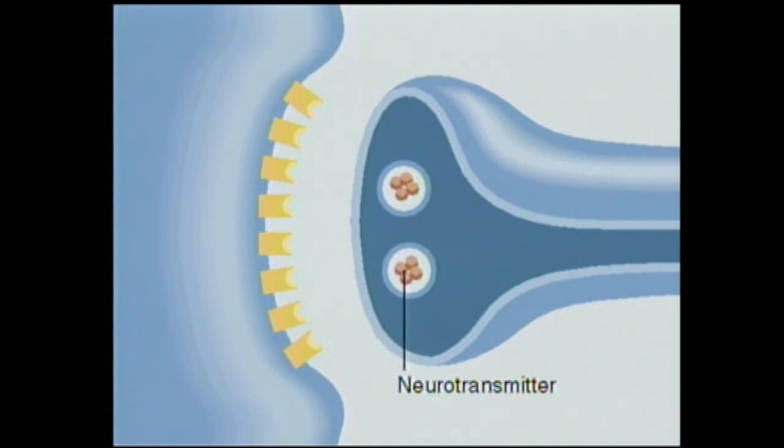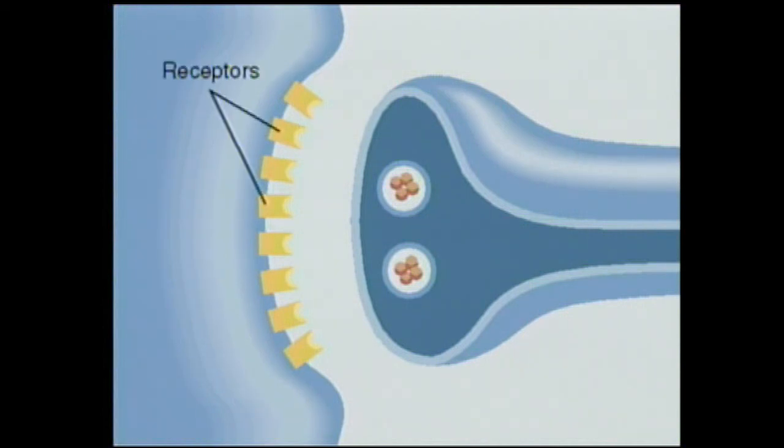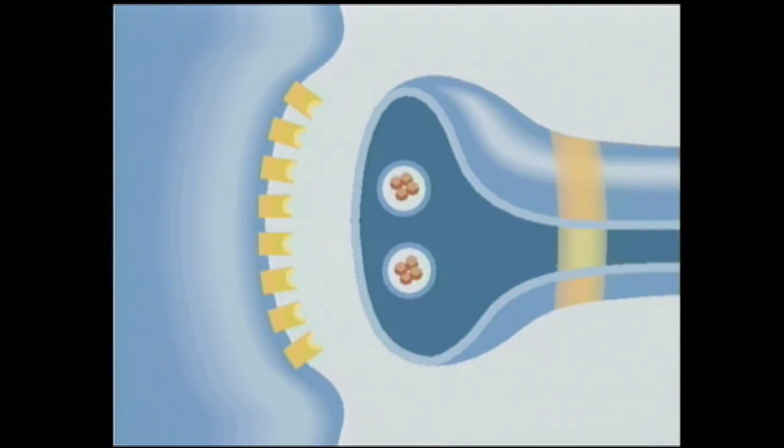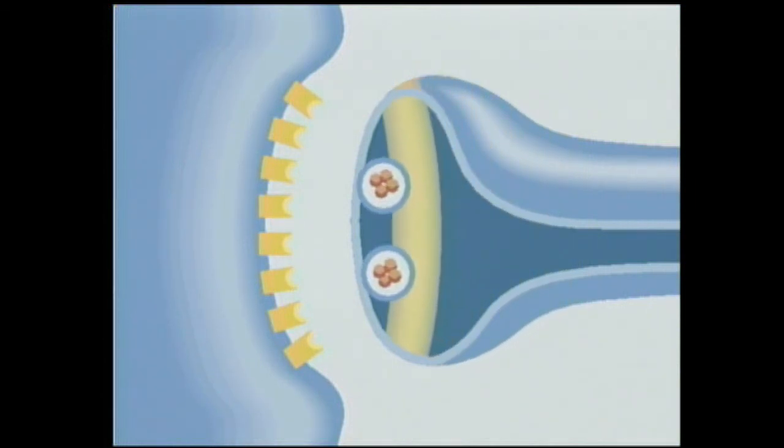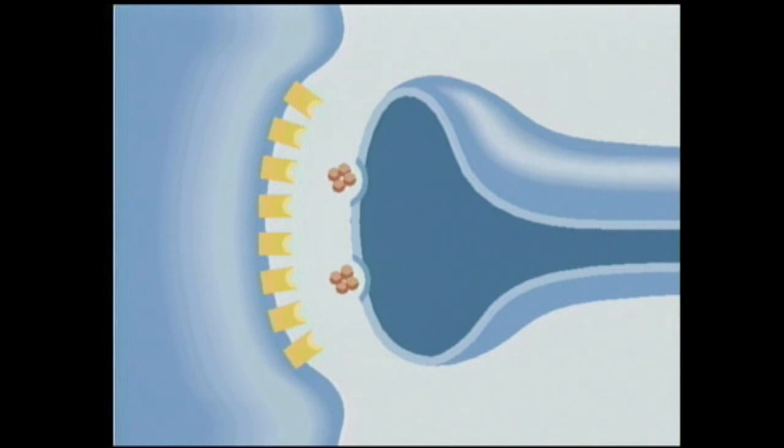Molecules of neurotransmitter are stored in small sacs at the end of the axon. On the other side of the synapse, receptors line the surface of the next cell. The arrival of a nerve impulse makes some of the sacs fuse with the axon's membrane. Each fused sac releases its neurotransmitter molecules into the synapse.